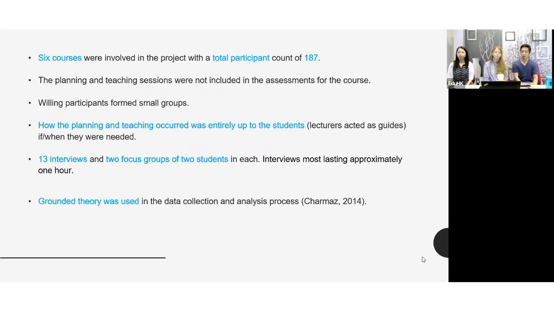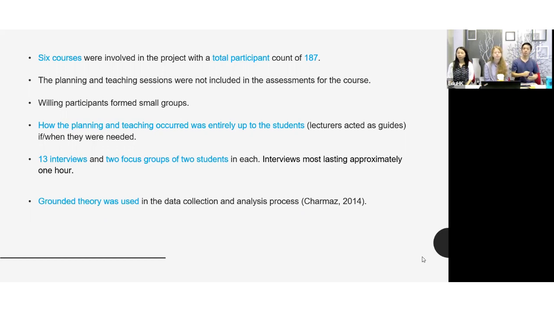So the research project involved 6 courses, with a total of 187 participants. Each group was given a brief introduction to the project in the first class of each semester. The planning and teaching sections were not included in the assessment for the course, so students were free to refrain from participating if they wished, without fear of academic consequences.